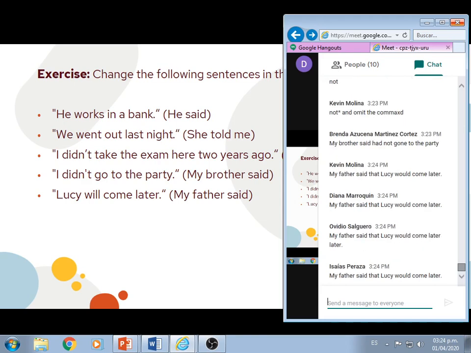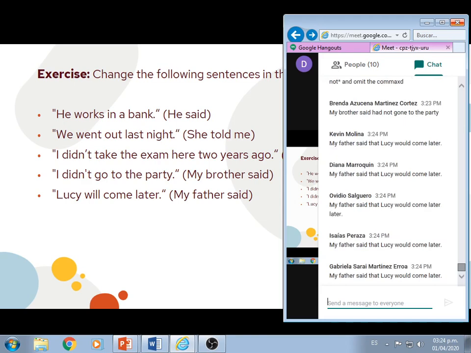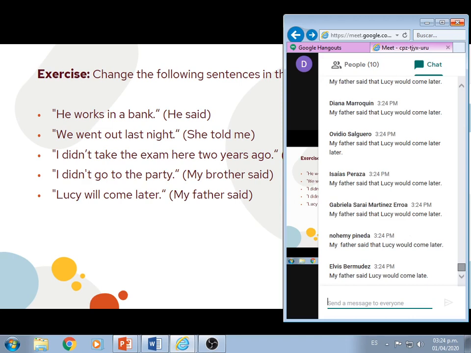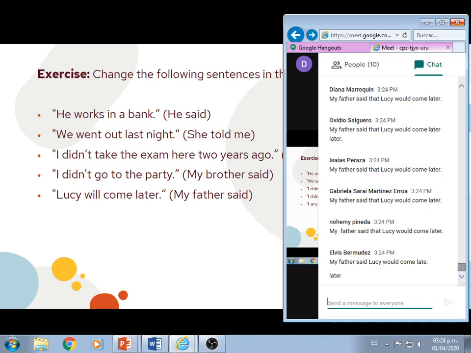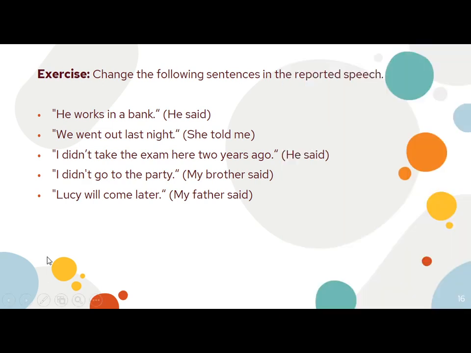Diana, my father said that Lucy would come later. Okay, really a good one. Perfect. Would come later. Lucy would come later. My father said Lucy would come later. Elvis, you're missing the R. Yes, there you go. Okay, that's pretty cool.